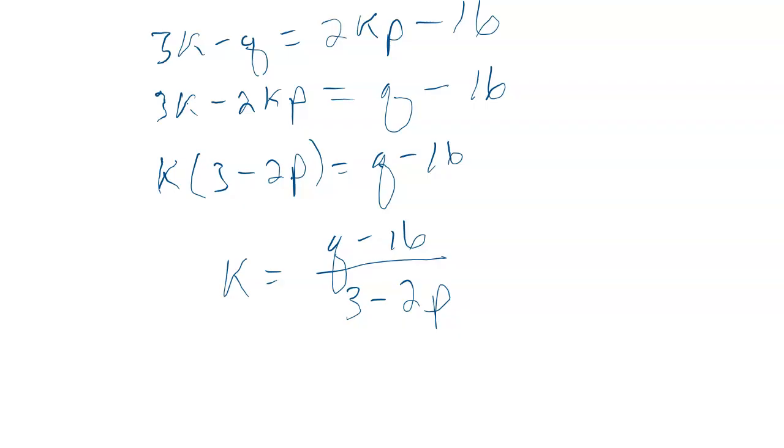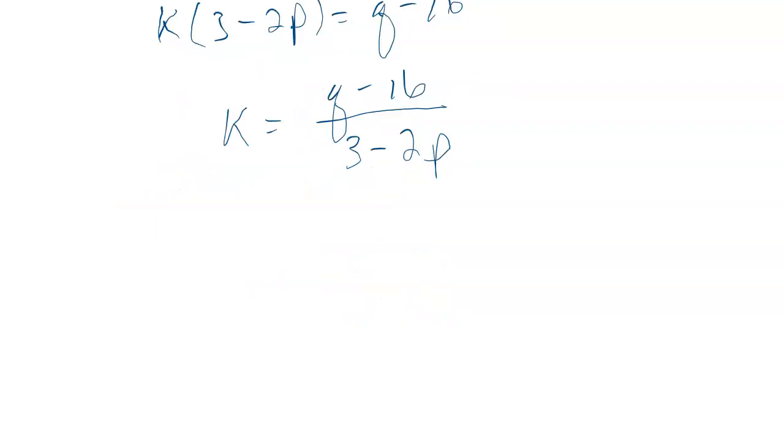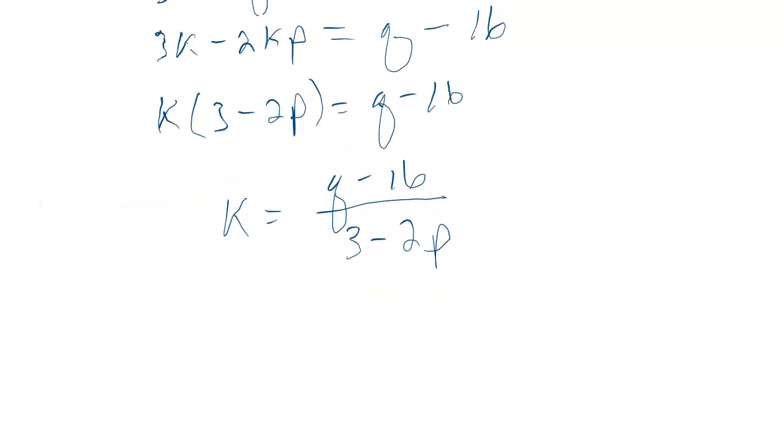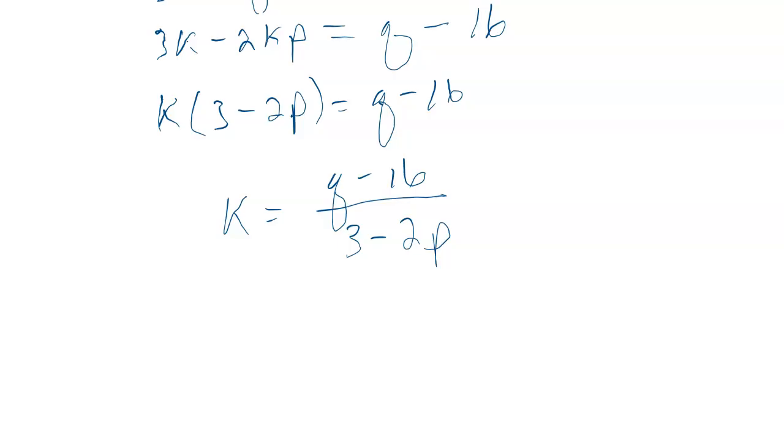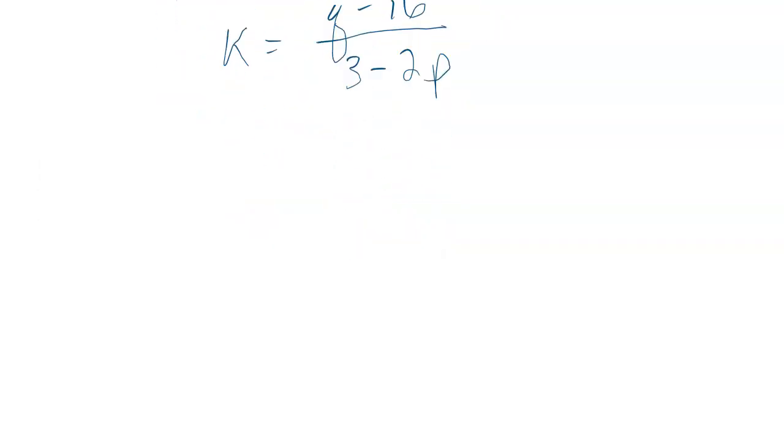Give me 1 second. We're good. The solution actually had it, basically multiplying the numerator and denominator by -1. So they had (16 minus q) over (2p minus 3), but it's the same answer. On to the next. We're on to 6.